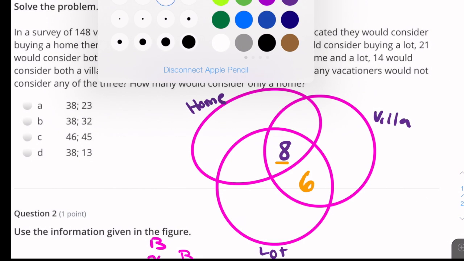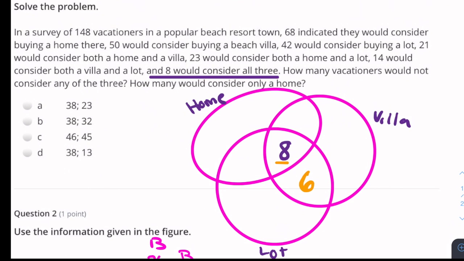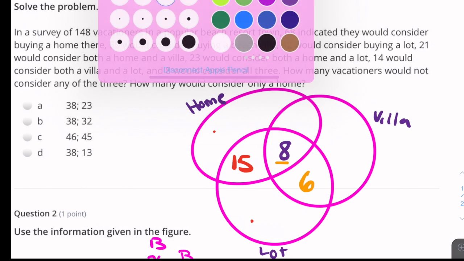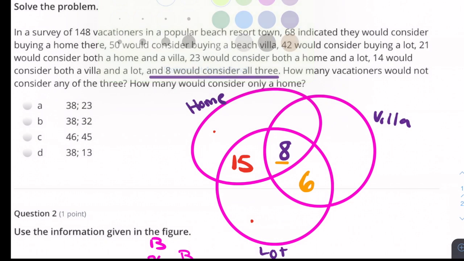If I switch colors again, let's see, red, the next sentence backwards: 23 would consider both a home and a lot. So home and lot, 8 plus what gives me 23? So that would be 15 would buy a home or a lot, but not a villa. And then the last secondary piece is 21 would consider both a home and a villa. Home and villa would be 8 plus something gives me 21, which would be 13.